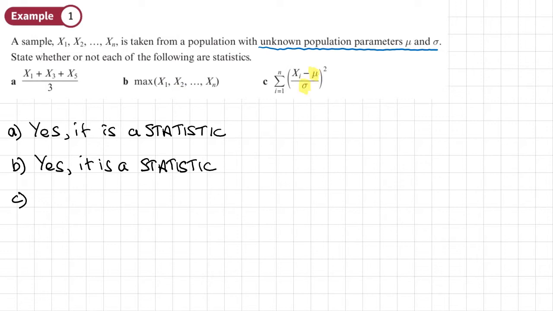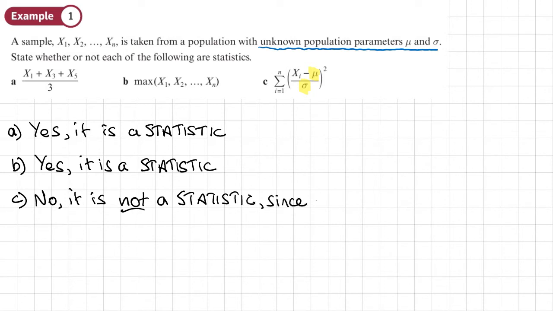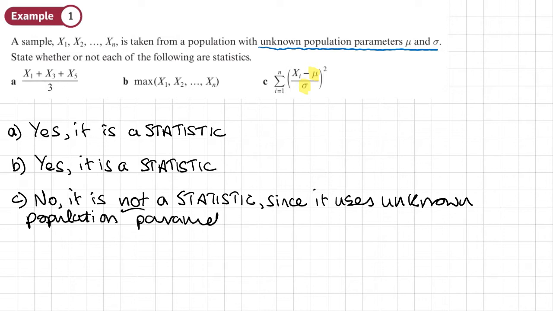And C, now C involves unknown population parameters. So it's not a statistic. So no, it is not a statistic, since it uses unknown population parameters. And those unknown population parameters that it uses are the population mean and the population standard deviation.